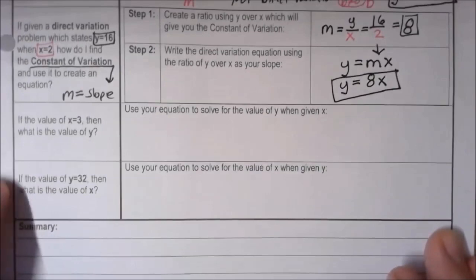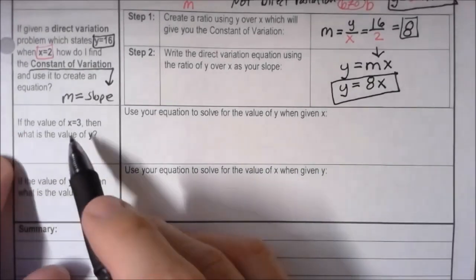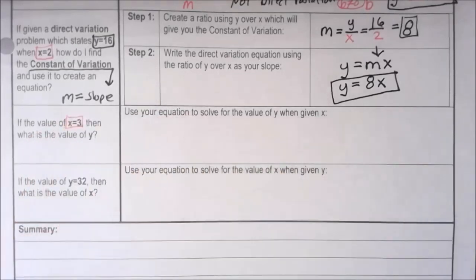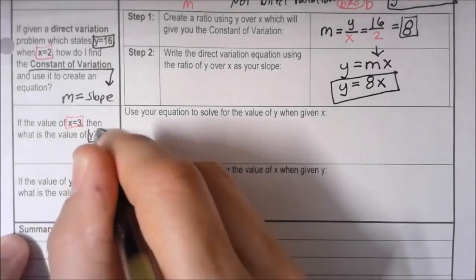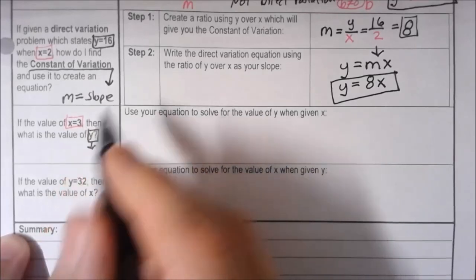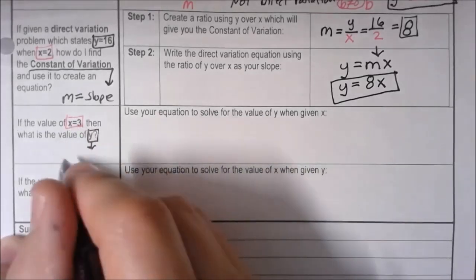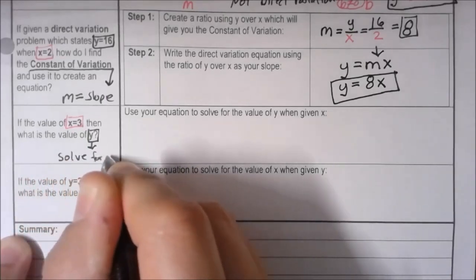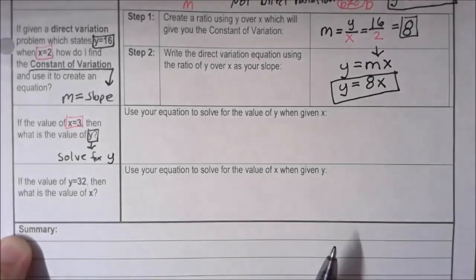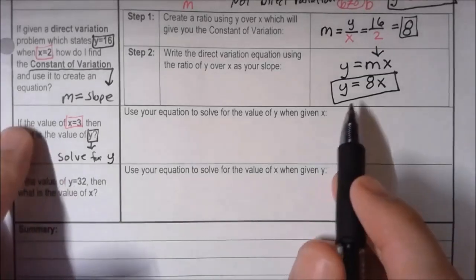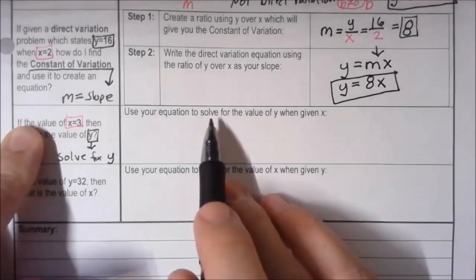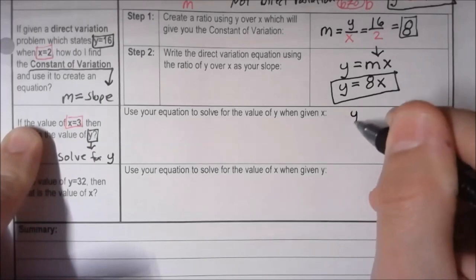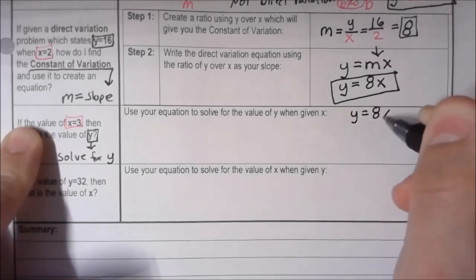Now let's look at the next problem. The next problem says if the value of x is equal to 3, so I'm going to box that, then what is the value of y? When they say something like this, remember, if they're asking what is the value of y if x is equal to something, you are just simply solving for y. And if you're going, well, Mr. H, how do I solve for y? Well, we're going to use this equation to solve for the value of y when given x. So let's rewrite this equation. y is equal to 8x.